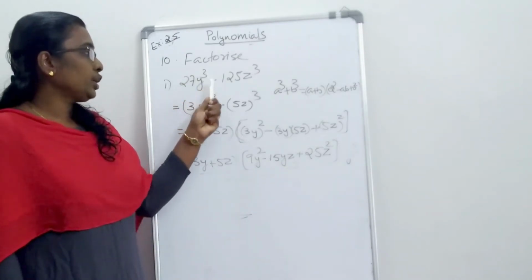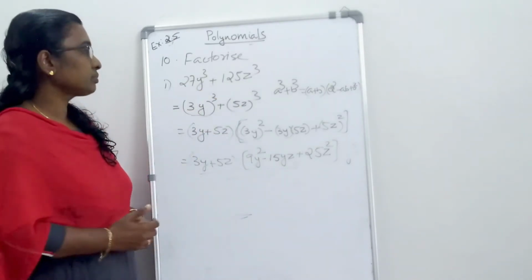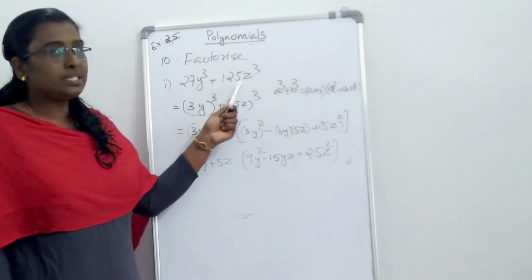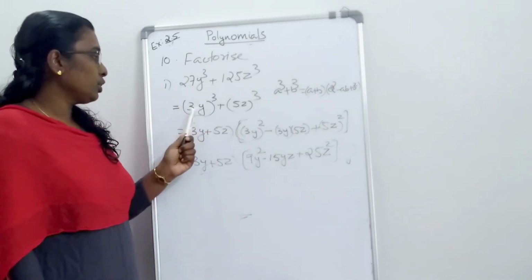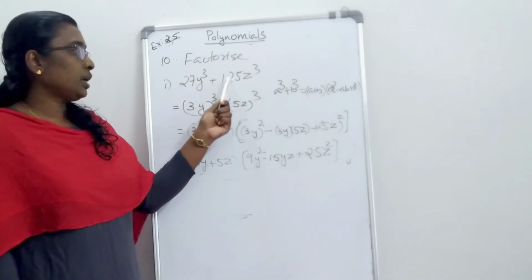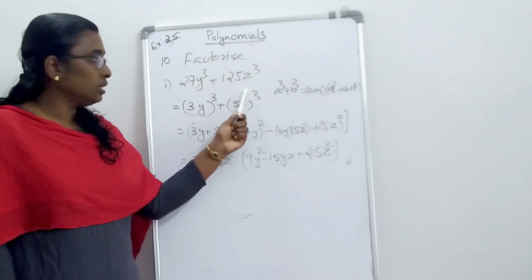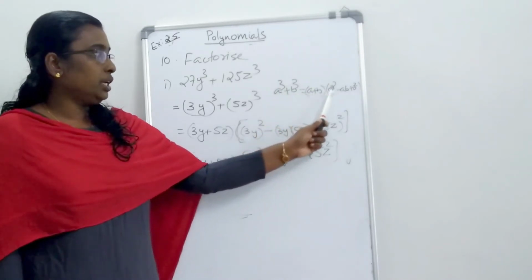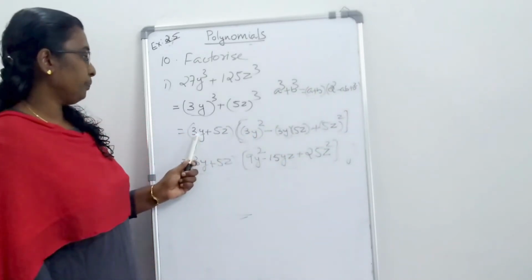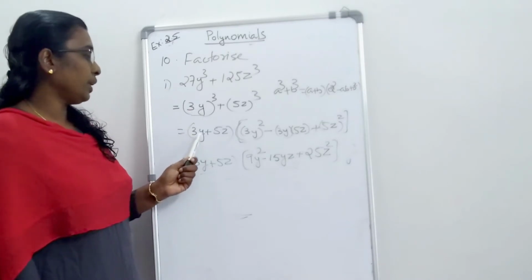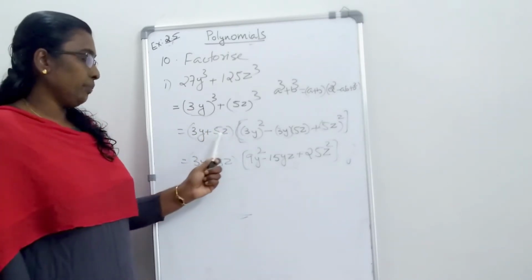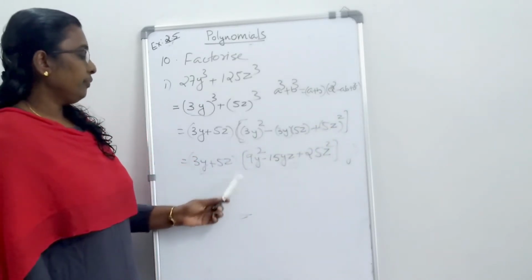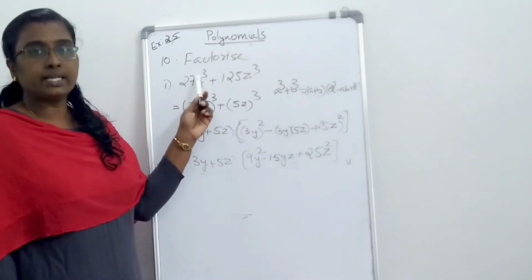Again, 27y cube plus 125z cube. This is of the form a cube plus b cube. That is, 27y cube is 3y the whole cube, 125z cube is 5z the whole cube. This is of the form a cube plus b cube. Its expansion is a plus b into a square minus ab plus b square. In place of a we have 3y and b is 5z. So we get like this. These two are the factors of this expression.